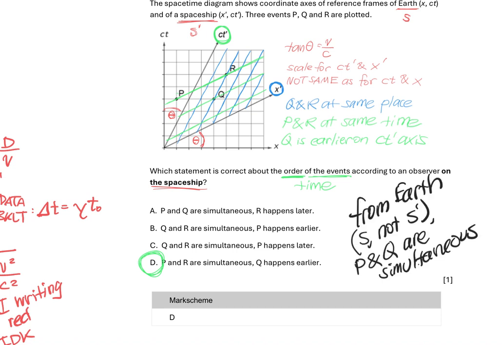For what it's worth, looking at the S reference frame, the Earth reference frame, that is not tilted, I can see that P and Q are on the same horizontal line that intercepts the ct axis. So according to Earth, P and Q happened simultaneously. So it's a good example of simultaneity, that simultaneity can't be true in both reference frames if the reference frames are moving relative to each other, close to the speed of light.